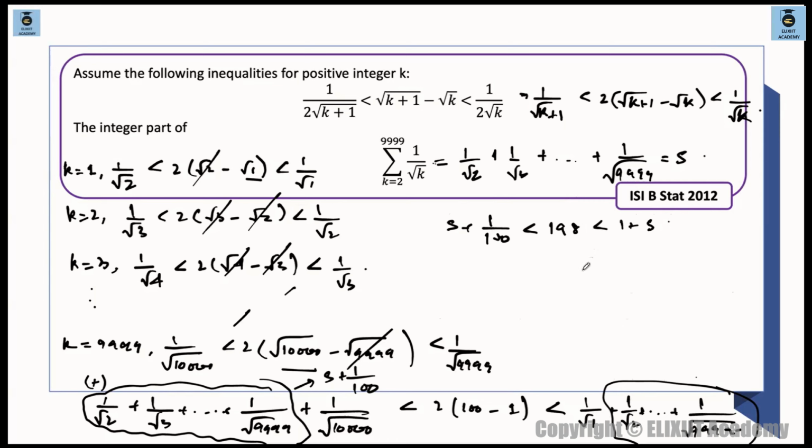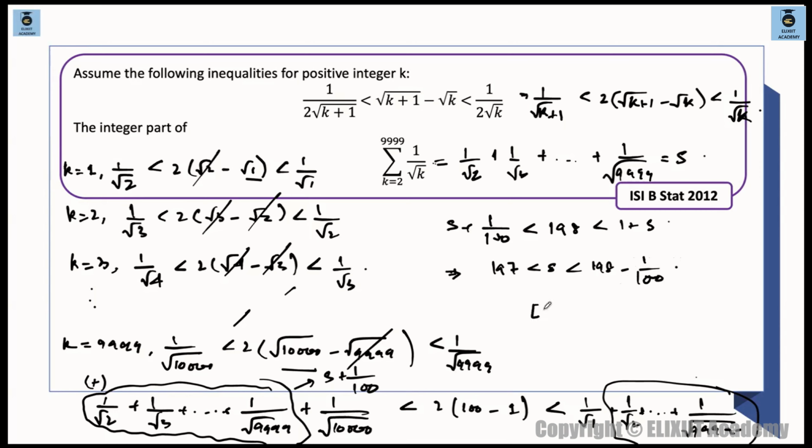So we need to find the valid range for S. So what are we getting from here? S will be lying in between 197 and 198 minus 1 by 100. Okay, so clearly 198 minus 1 by 100 will be something less than 198. So that's 197 point something. So definitely the integer part will be 197.